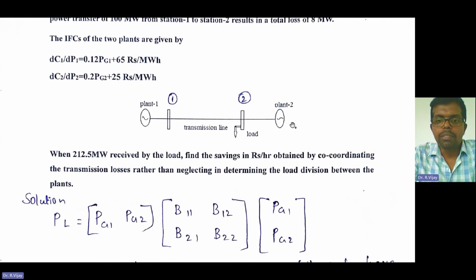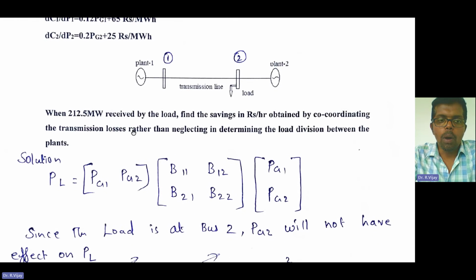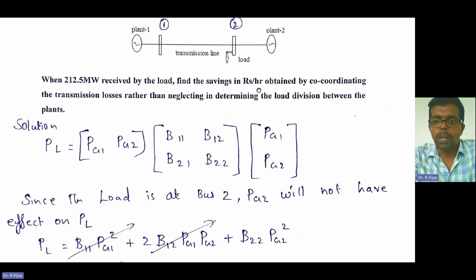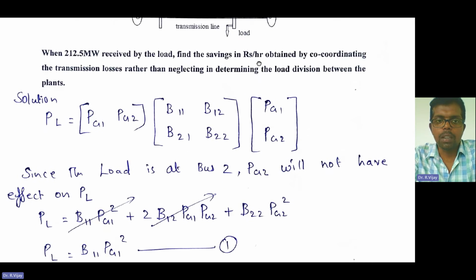Here, they have given two plants. This is the two buses, bus one and bus two. This is a transmission line. The load is at the second bus. When 212.5 megawatt is received by the load, find the savings in rupees per hour obtained by coordinating the transmission losses.